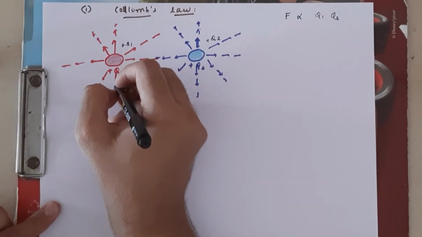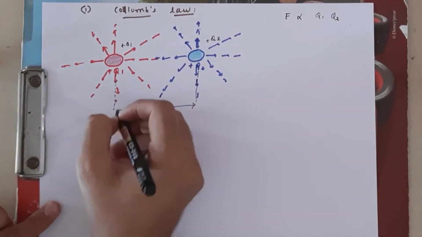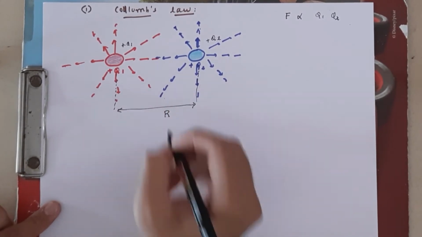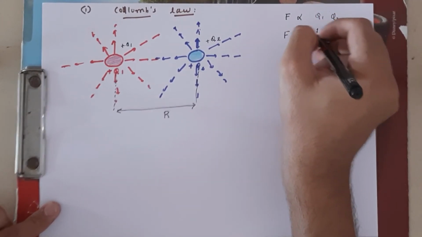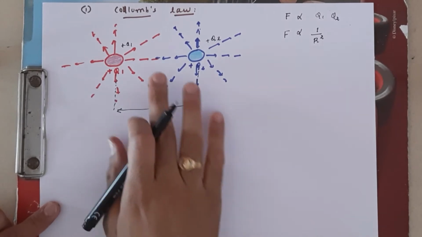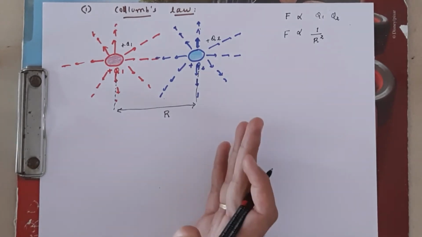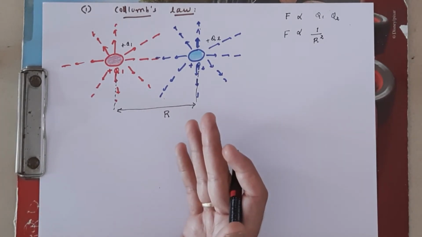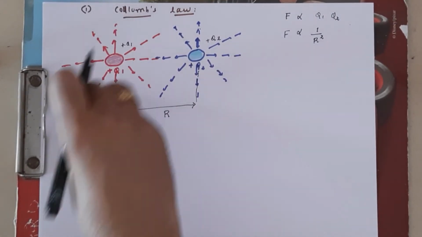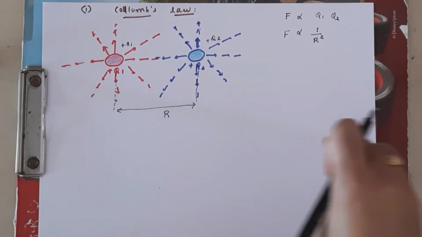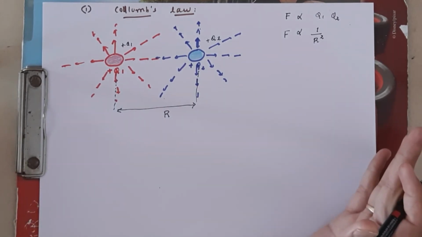Suppose there is a separation between these two charges, which is known as R. The force is inversely proportional to the square of the distance. See here, if these two charges are separated by a very large distance, there is no force between them, no repulsive or attractive force. Suppose plus q1 is here and plus q2 is here, with a very large separation between them, so there is no force between the two charges.